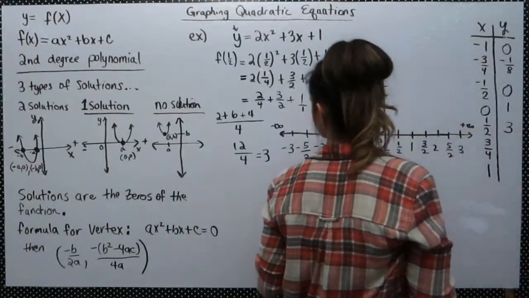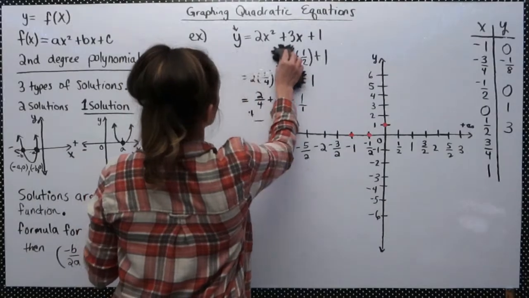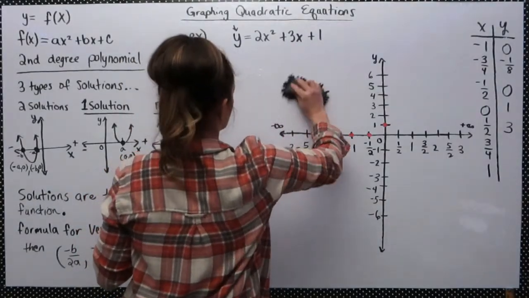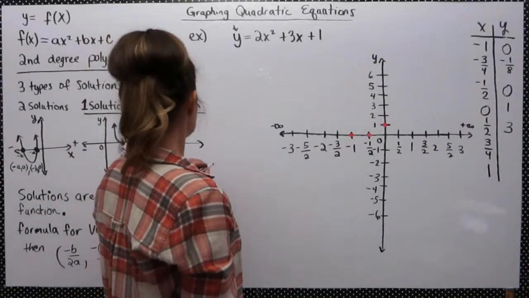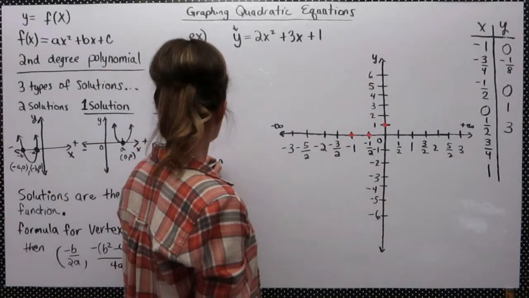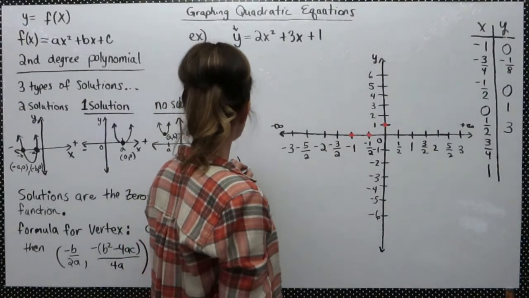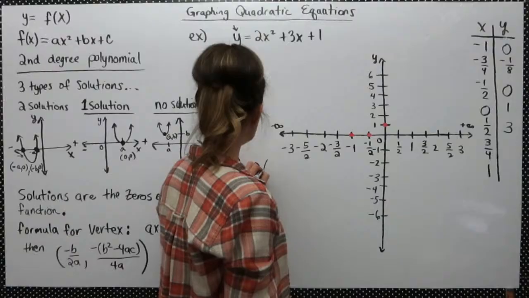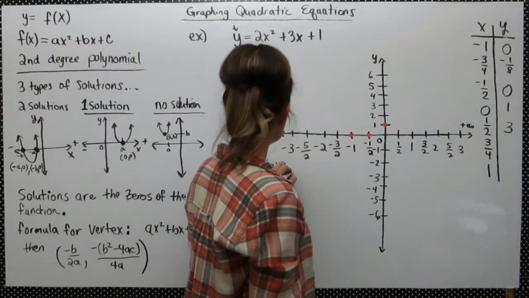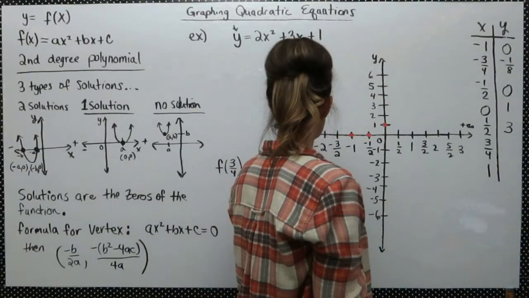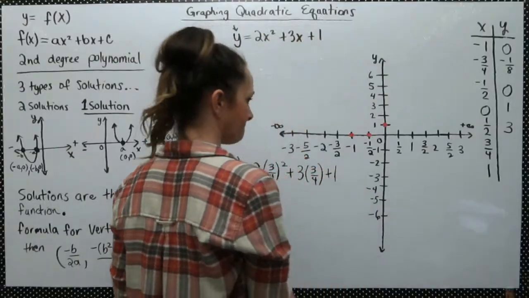All right, let's repeat that process. I'm going to erase this one, and we're going to move it down here because I think it's a little bit better down here. So we've got f of 3/4. So that's 2 times 3/4 quantity squared plus 3 times 3/4 plus 1. Okay, good.